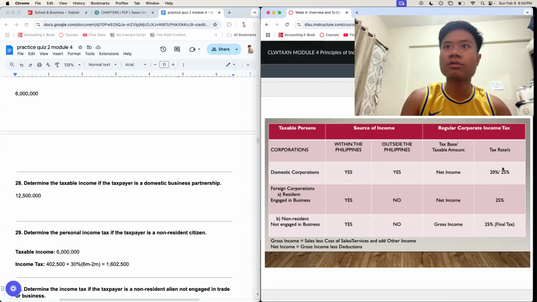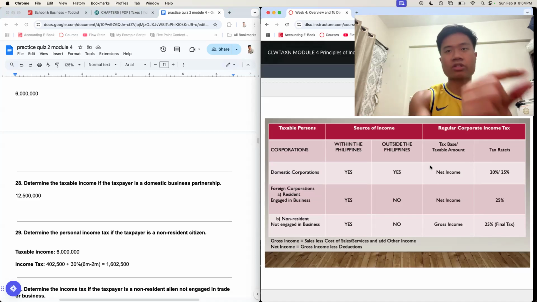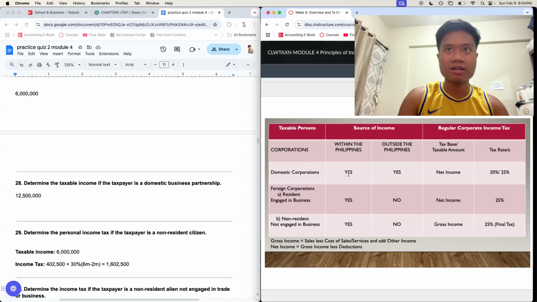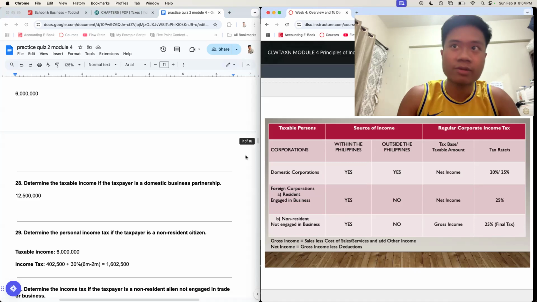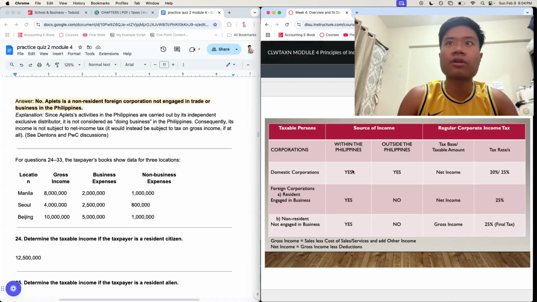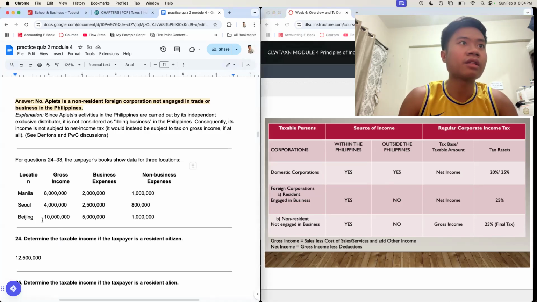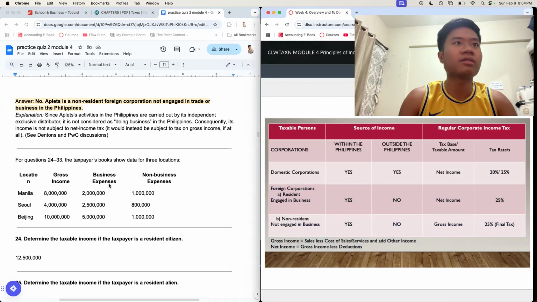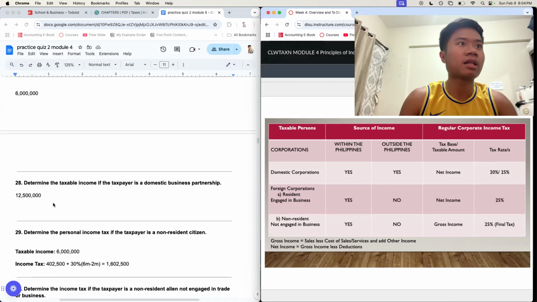So what does it say in the row? Always check the row first. Don't rush to answer the question because you might miss out on key elements. Yes, within the Philippines. Yes, outside the Philippines. Net income, 20 or 25%. So since we look for within the Philippines and outside the Philippines, we add all of these and we minus all of these. Since it's asking for net income as well, we just minus, and we get 12.5 million.